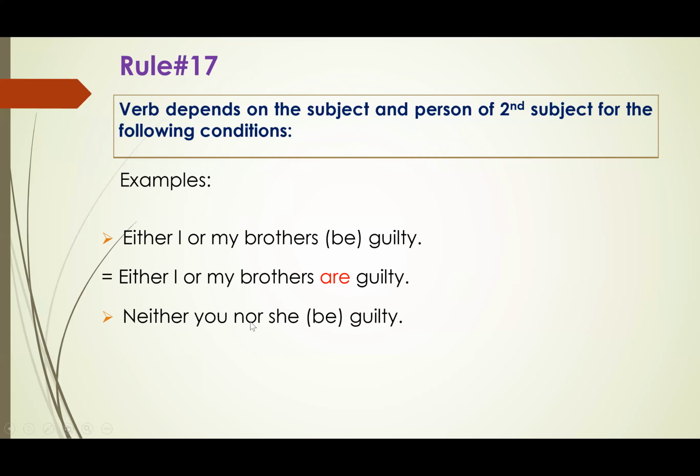Similarly, neither you nor she be guilty. So she is singular, third person singular number. That's why we will use is. Neither you nor she is guilty.